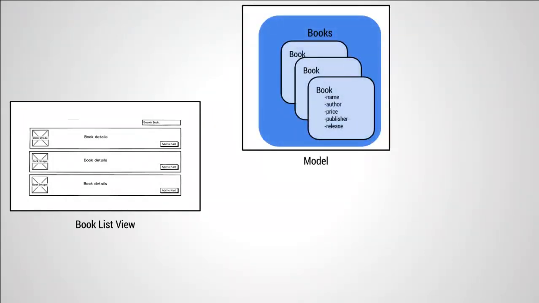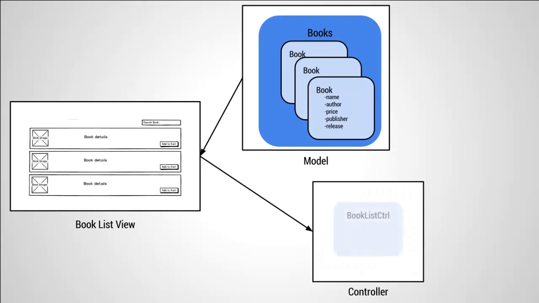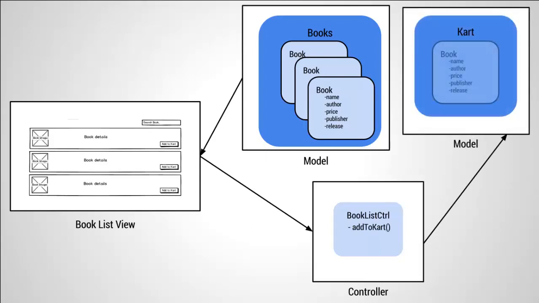Our book list view will be made up of a collection of books. So we can have a model as an array of books. Each book will be represented with a name, author, price, publisher, and release date. When the user clicks on the Add to Cart button, this business logic will be handled by the controller called book list controller, which will add the book to another model, the cart. You can see the controller can change models, which will then be represented as an updated view. As we are changing the data of the cart view, that view will be rendered with this updated data.